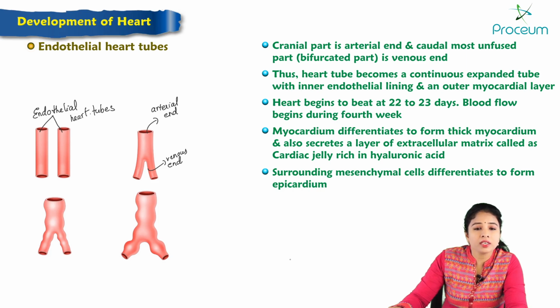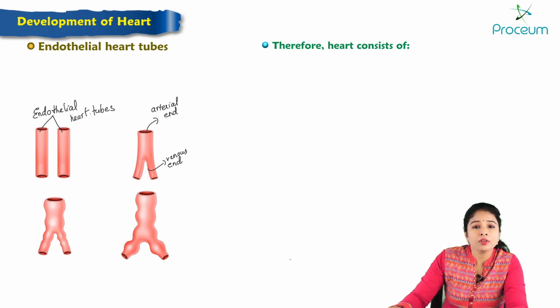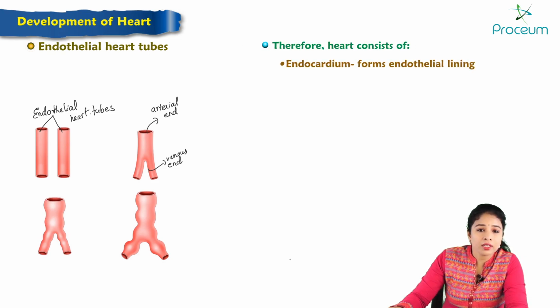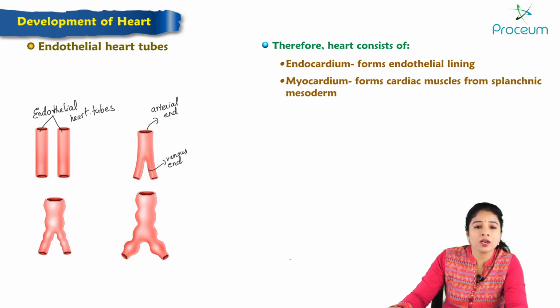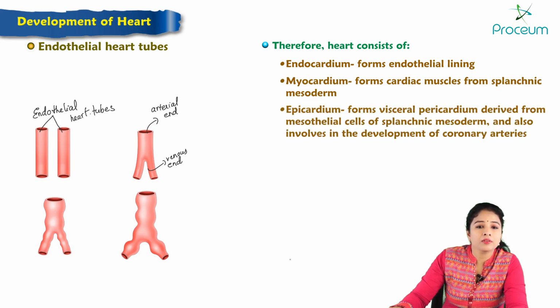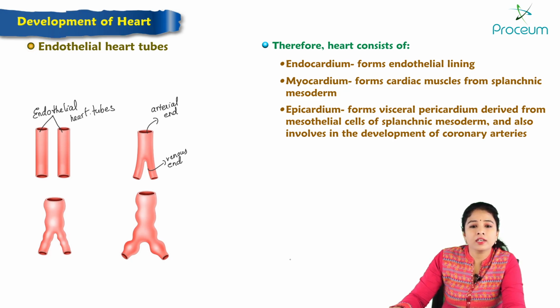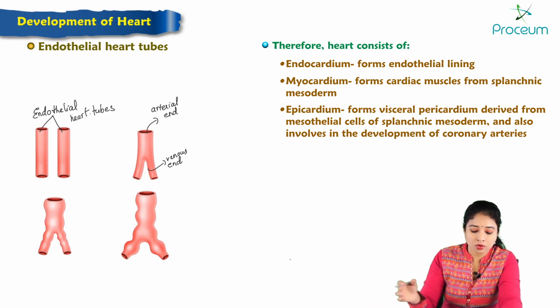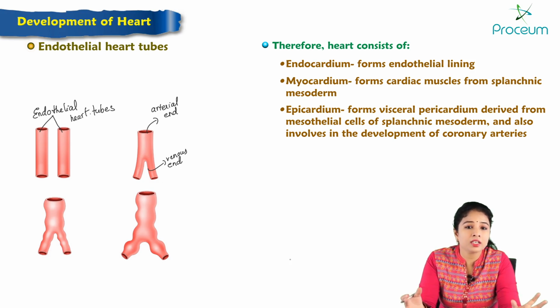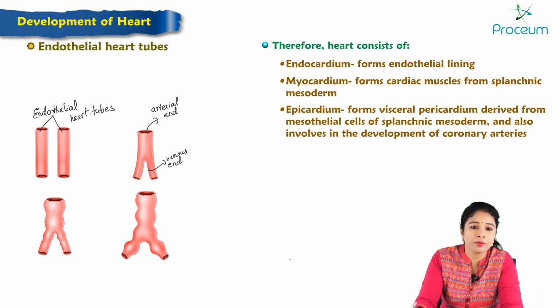The surrounding mesenchymal cells differentiate to form the epicardium. Therefore, the heart consists of endocardium, which forms the endothelial lining; myocardium, which forms the muscles of the heart from the splanchnopleuric mesoderm; and epicardium, from the visceral pericardium, derived from the mesothelial cells of the splanchnic mesoderm, which also is involved in the development of coronary arteries. So not only in the development of the heart, we see the coronary arteries are also derived from the epicardium.